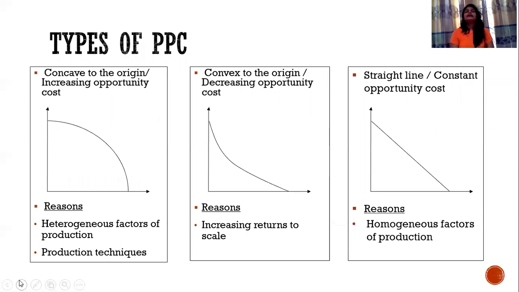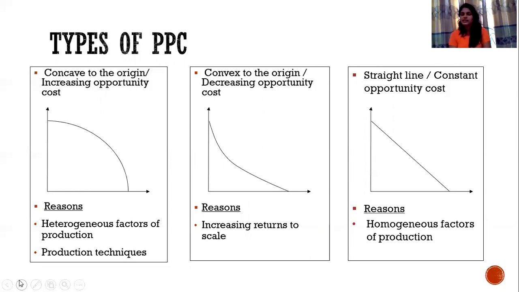And there are 3 different types of PPCs. First one is concave to the origin. Second one is convex to the origin. And third one is straight line. Concave to the origin is increasing opportunity cost. And there are reasons for the shape of the PPC. For increasing opportunity cost or concave to the origin PPC, there are two reasons.